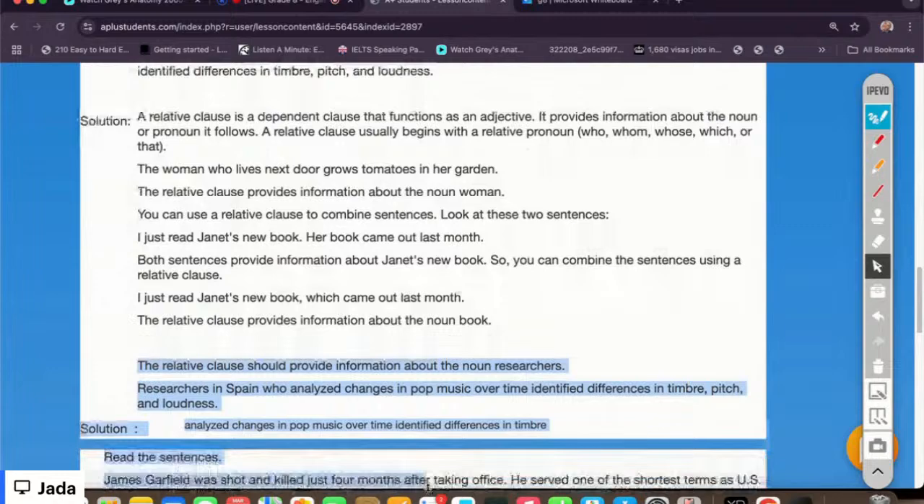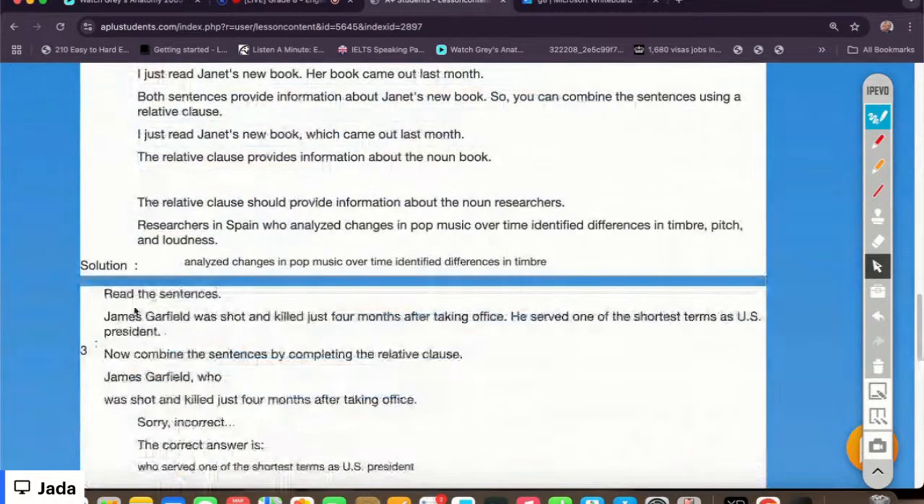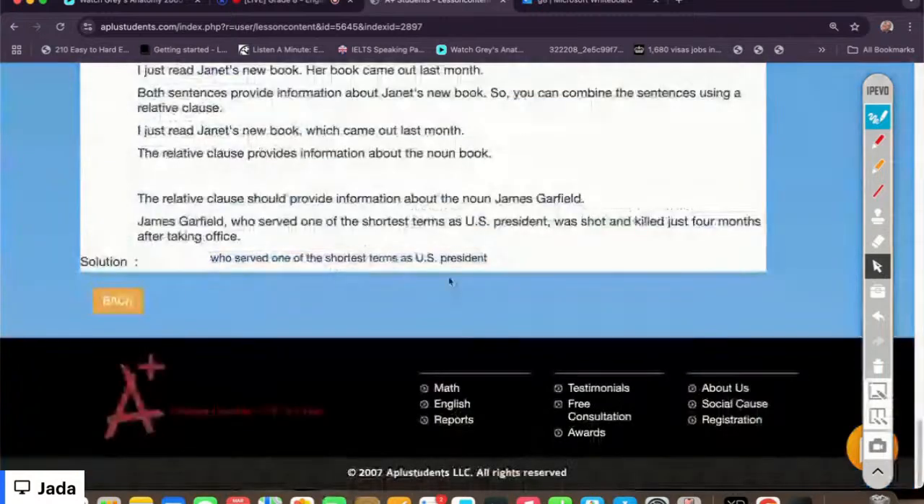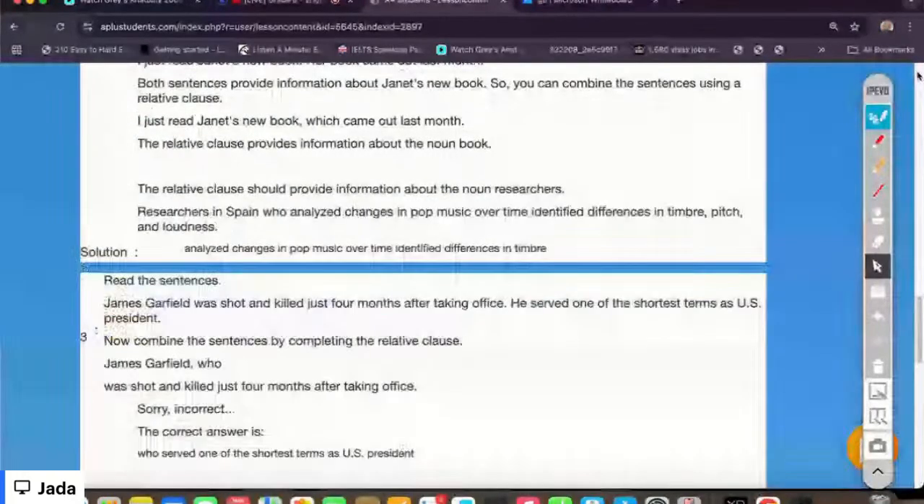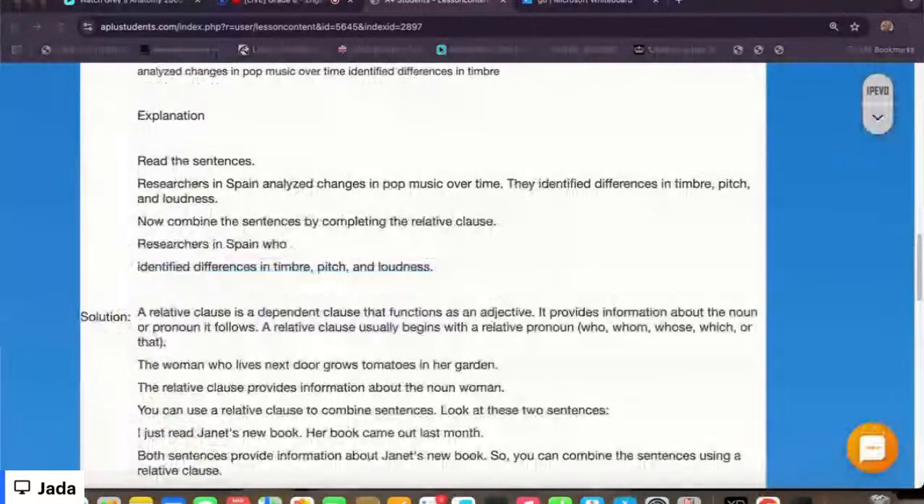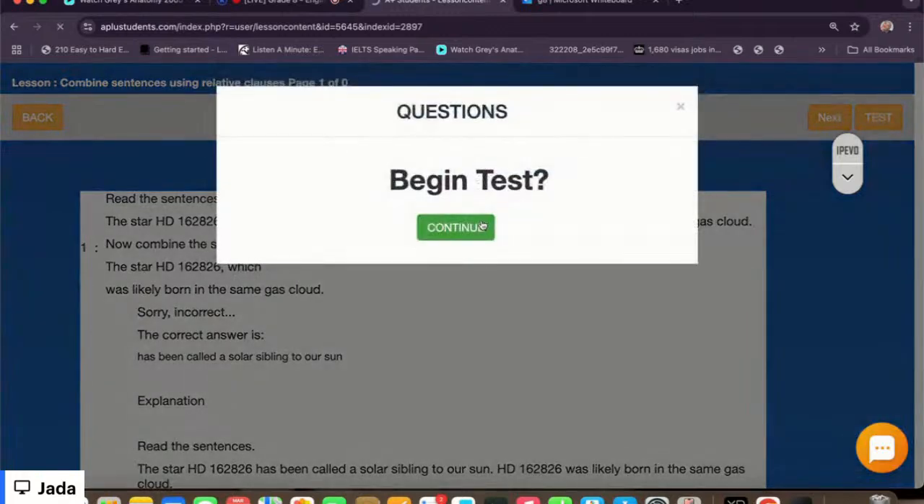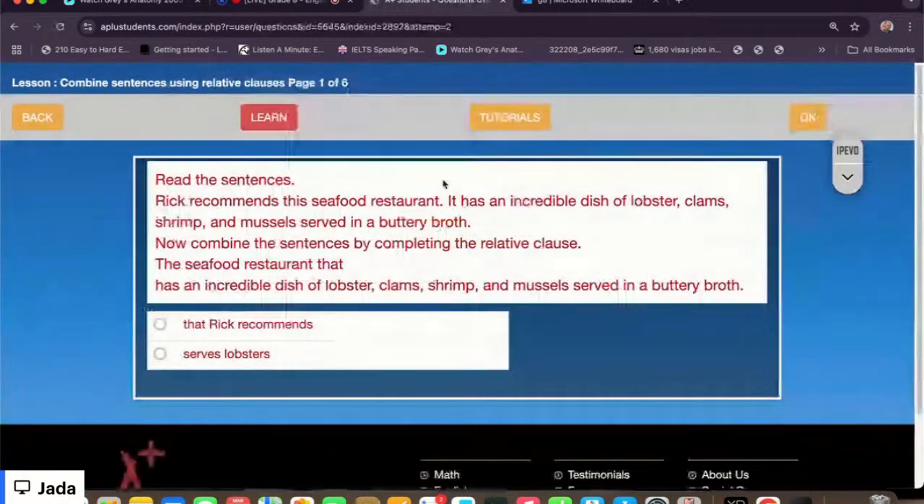So we have, James Garfield was shot and killed just 4 months after taking office. He served one of the shortest terms as the US president. So you have to combine the sentences. So, who served one of the shortest terms as US president? Okay, so we'll move on to the test. And you can share your answers with me if you know them. All right, so you have to read the sentence and then complete it.